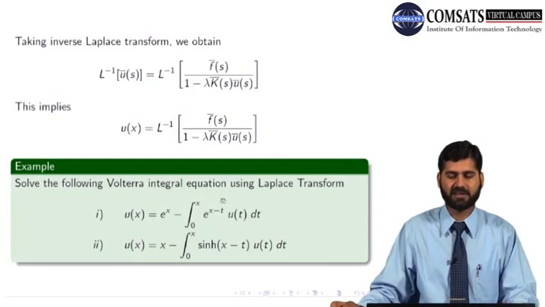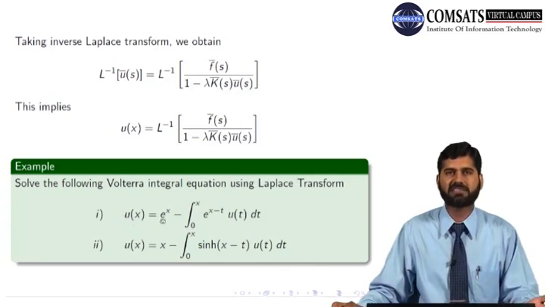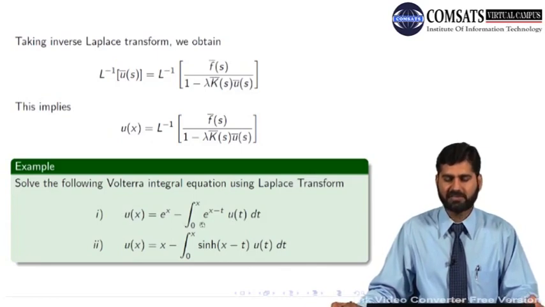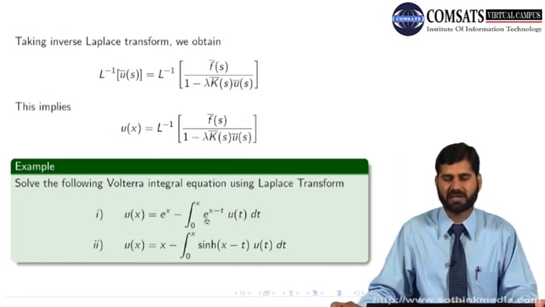It's again a difference kernel. You see it, e to the x minus t. So u(x) is equal to e^x minus the integral from 0 to x of e^(x-t) u(t) dt. Again, when you take the Laplace transform, the Laplace transform of e^x is 1 over s minus 1. This is a convolution of e^x and u(t), so it becomes the product of the Laplace transform of e^x and the Laplace transform of u. The Laplace transform of e^x is again 1 over s minus 1, times u bar.